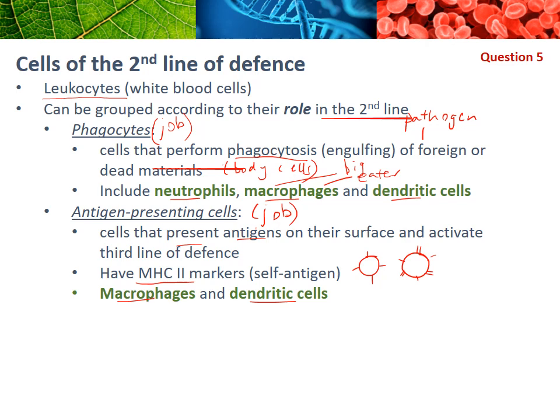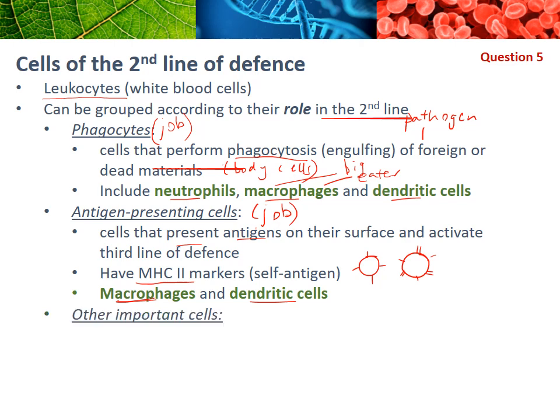Now you might be going, hang on a second, aren't they phagocytes? Yes. These cells perform more than one job. So macrophages are phagocytes and antigen presenting cells.